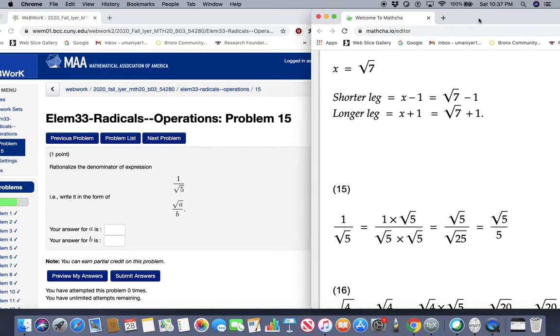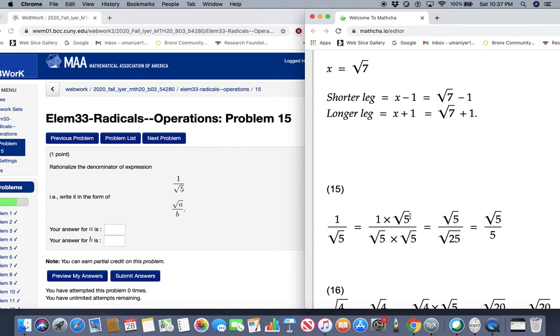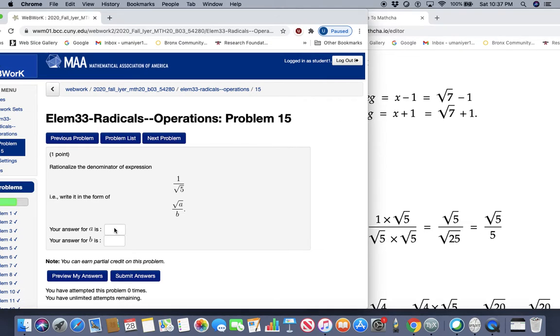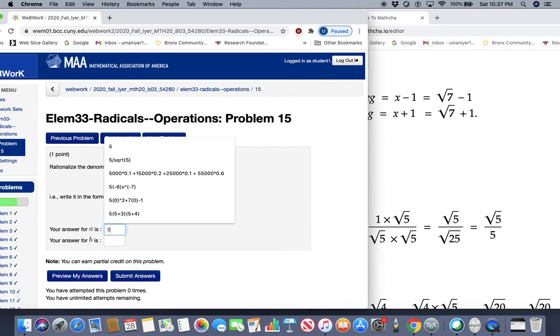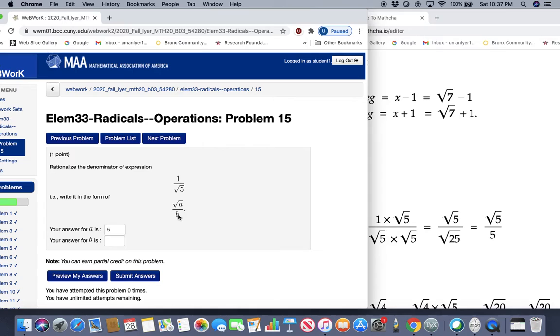So that gets you, numerator is 1 times square root 5, square root 5. Denominator is square root 5 times square root 5. That's square root 25. That is square root 5 over 5. So square root 5, A is 5 and B is also 5.